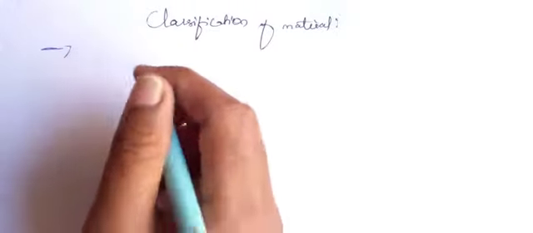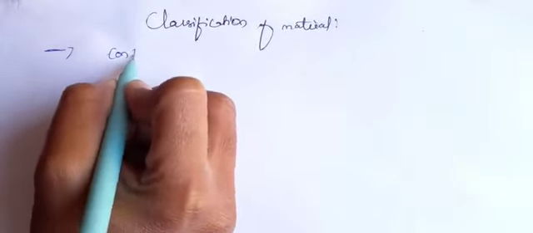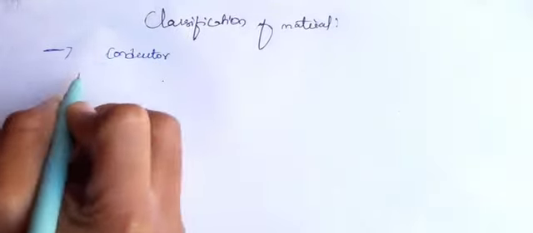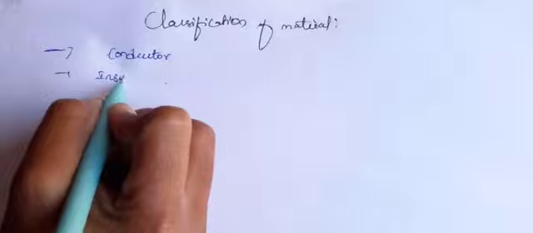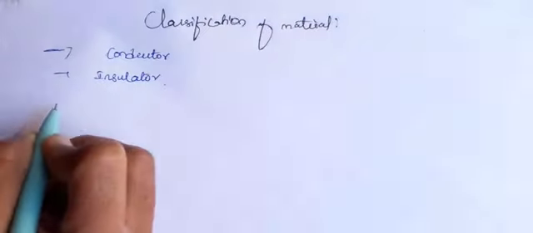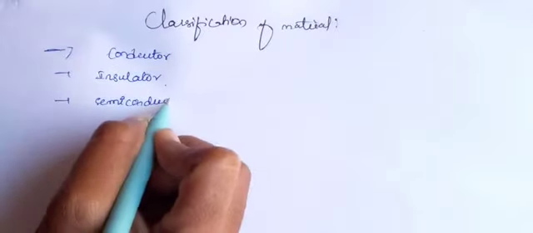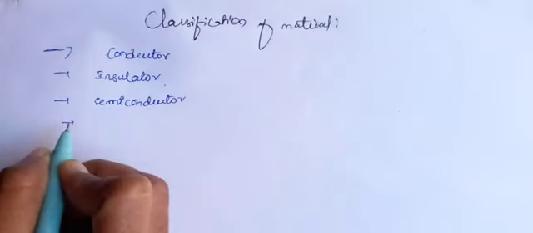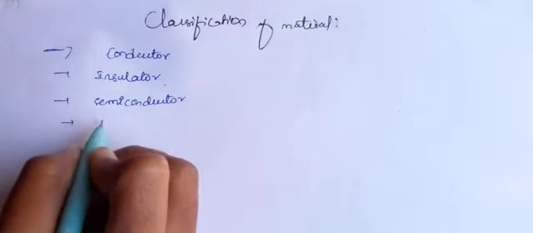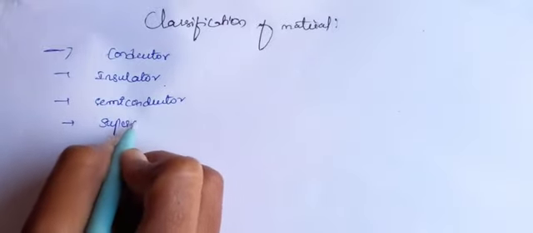Okay, so today we are studying about the classification of a material. The materials can be classified into three types. One is conductor, another one is insulator, and another one is semiconductor. And in modern physics, we also have another type, that is the superconductors.